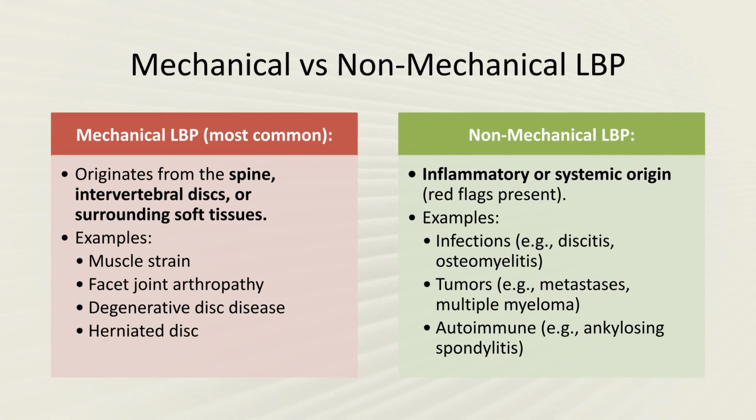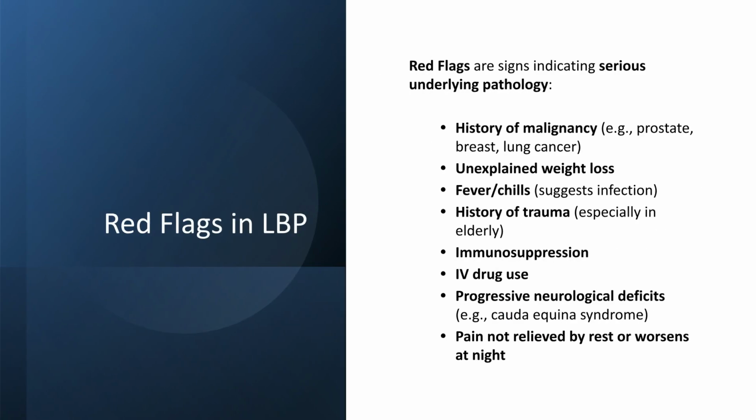Mechanical LBP is the most common, originating from the spine, discs, or soft tissues. Examples include muscle strain and herniated discs. Non-mechanical LBP has an inflammatory or systemic origin, with red flags indicating serious pathology such as infections, tumors, or autoimmune conditions. Red flags are critical signs of serious underlying pathology.